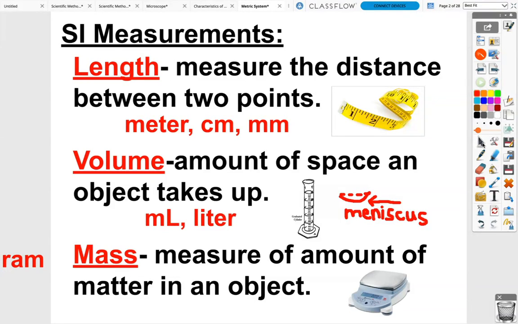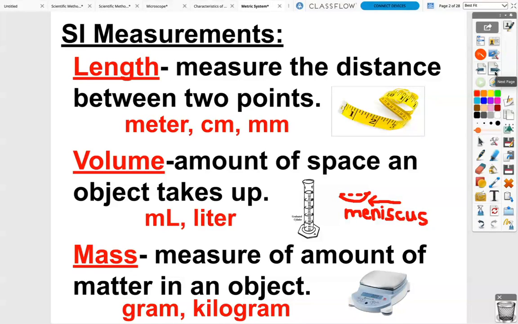Mass is the measure of the amount of matter in an object. So we would use something like a balance or a scale to measure mass. And typically you would find that measurement useful in grams and kilograms. If we're talking about the mass in a person, you would typically measure that on a scale. And sometimes if you go to the doctor, they might give you your weight or your mass in kilograms, but grams or kilograms is usually the unit of measure that we would use for that. So length, volume, and mass, those are typically the units that we're going to measure.